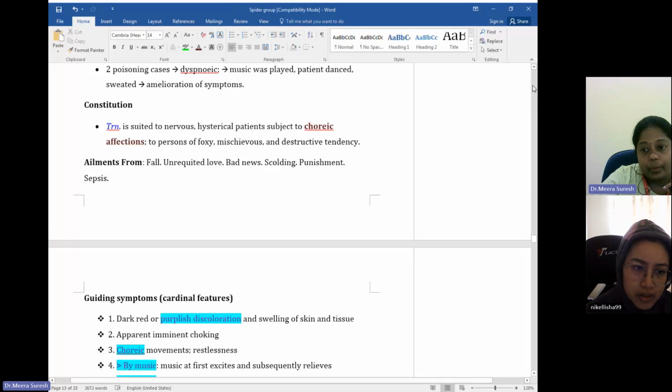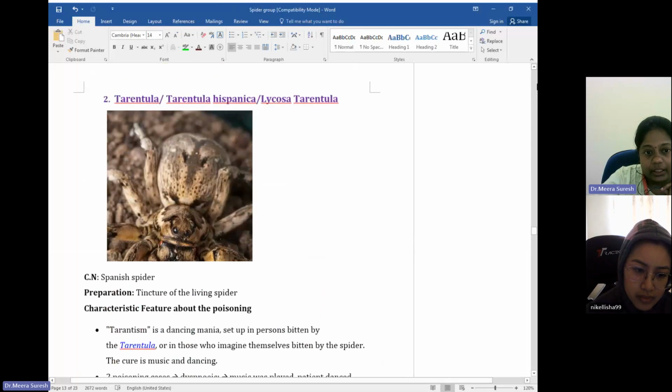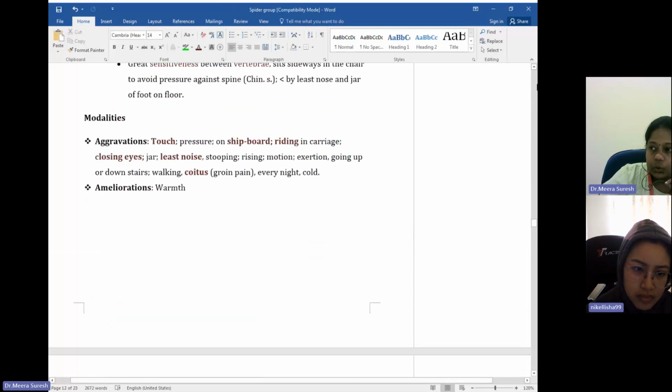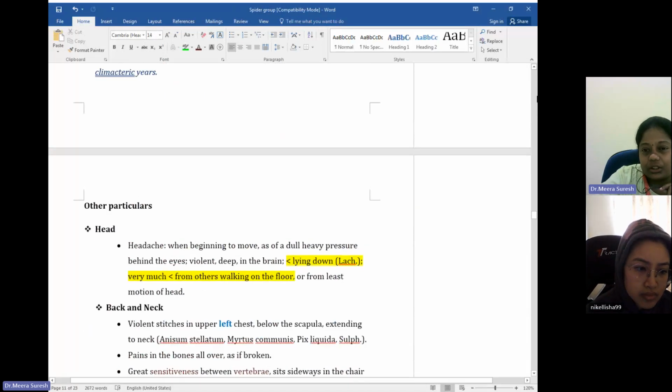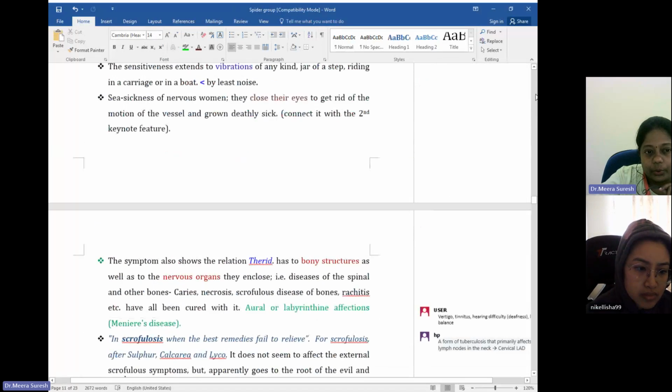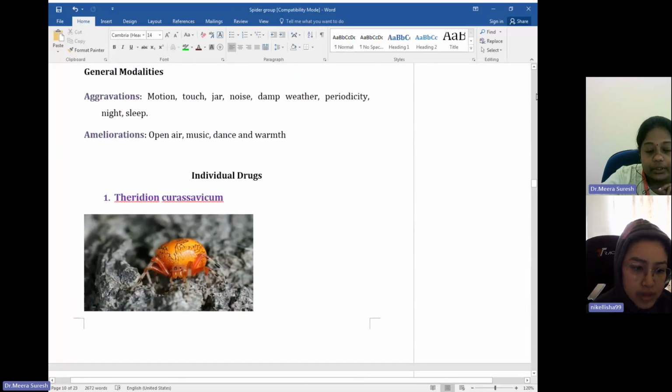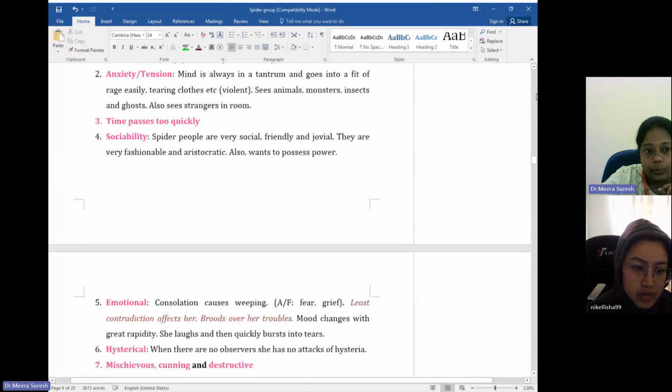But anyway, in the case of the spider group, there won't be any comparisons within the drugs at the BHMS level, because this differentiation is on minor points, certain sites and certain modalities. So it is usually kept for the MD level, not over here. So here also, I'm just going with the individual drugs and nothing more.